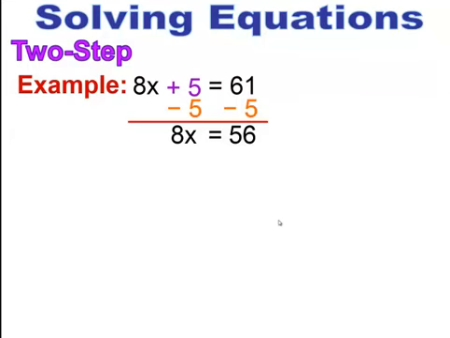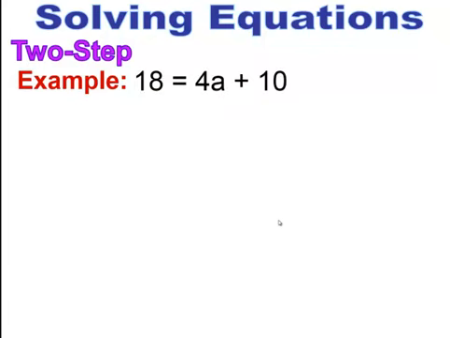Now I will deal with what's attached. So now I have 8 being multiplied to x, and the inverse of multiplication is division. So I'm going to divide both sides by 8 to isolate that variable. So I end up getting x equaling 7.